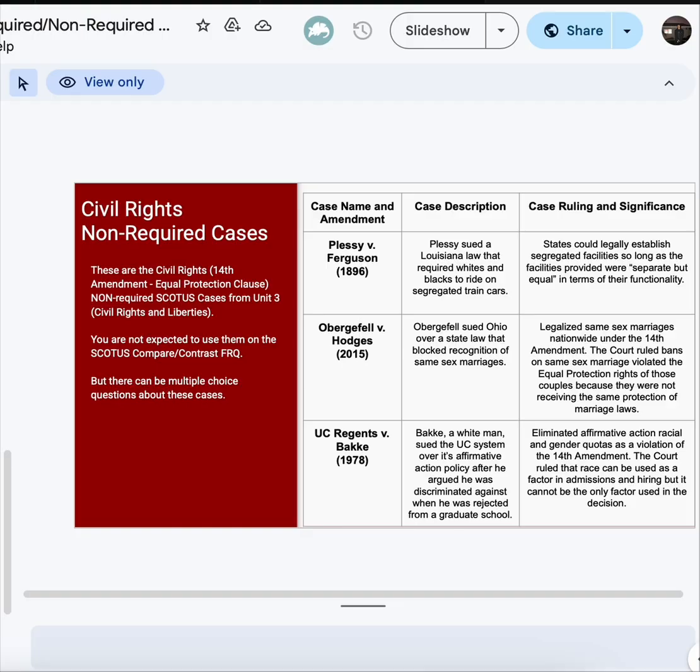Holding: it legalized same-sex marriage nationwide, and marriage is a fundamental right protected by the Constitution. State bans on same-sex marriage violated the 14th Amendment, ensured equal legal recognition for same-sex couples. It also expanded civil rights and marriage equality across the country.